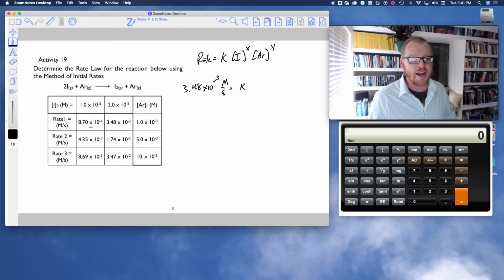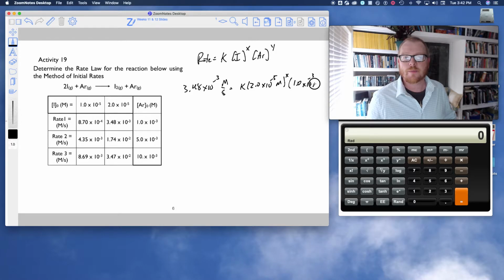So this rate is involved when argon stays the same, but now the iodine is cut in half. So now I'm just going to plug in those values. I'm going to plug in 2.0 times 10 to the minus 5 molarity, raised to some power x. And then I'm going to plug in the argon, which is down there, 1.0 times 10 to the minus 3 molarity, to the y.